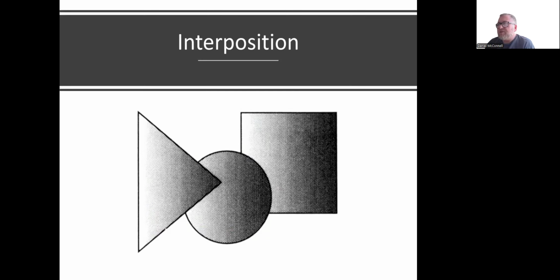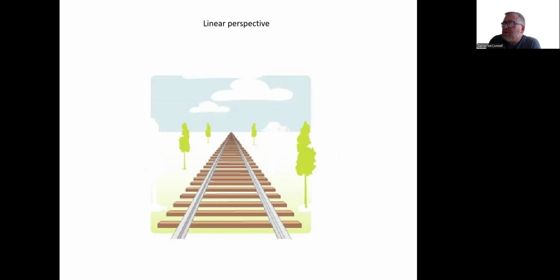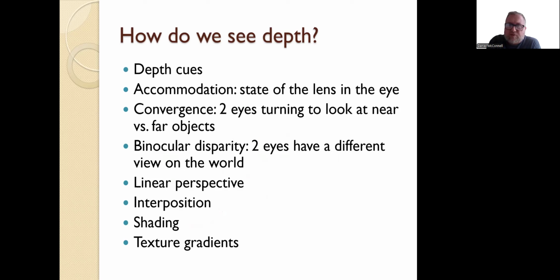Right? Interposition is listed here. Interposition is capturing the idea that when an object is closer compared to another object, then it's going to partly cover up the more distant object, right? And so we might perceive the triangle is closer than the circle, and the circle is closer than the square because of that interposition. That's a little vague as a depth cue, right? It doesn't specify exactly how much distance there is between the surfaces, but at least it gives us some kind of ordinal depth information.